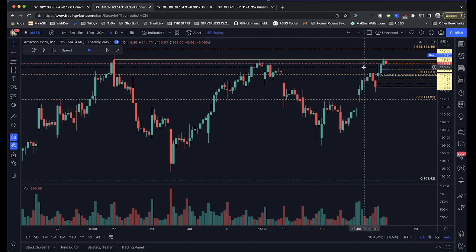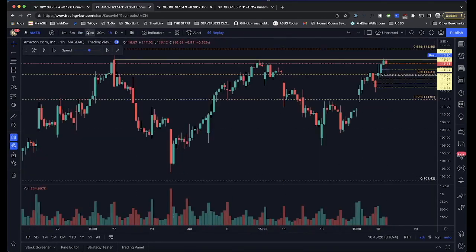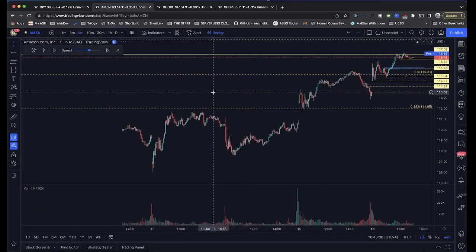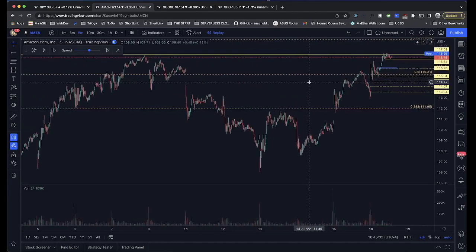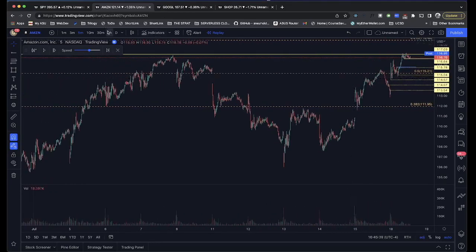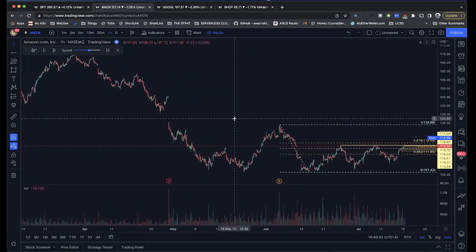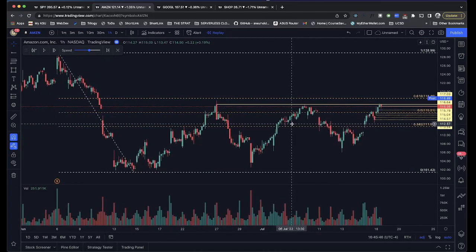So first things first, we're starting with Amazon here on July 18th around 12:30 my time, mountain time. Before I even am looking to enter a trade, I want to see, number one, price at a key level, whether it's a key support or key resistance. In this case, it's a resistance that we're looking at.